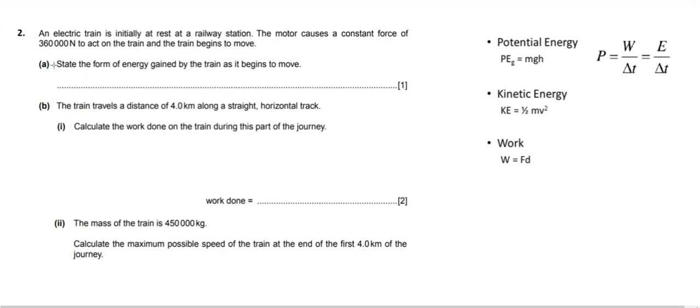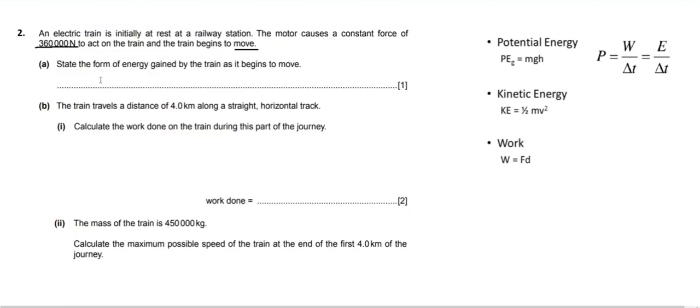Here is the second problem. The electric train is initially at rest at the railway station. The motor causes a constant force, given here as 360,000 Newton, to act on this train, and the train begins to move. State the form of energy that is gained by the train as it begins to move. So which energy is gained by the train?